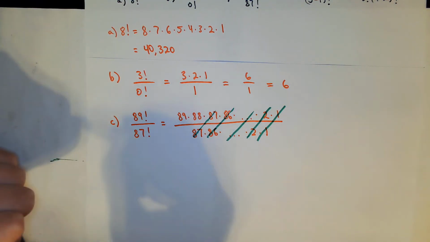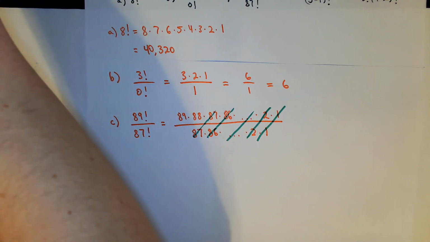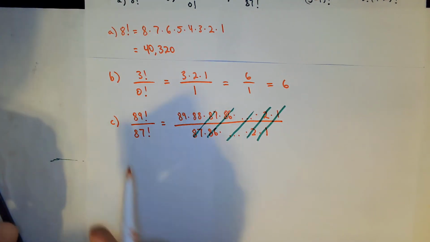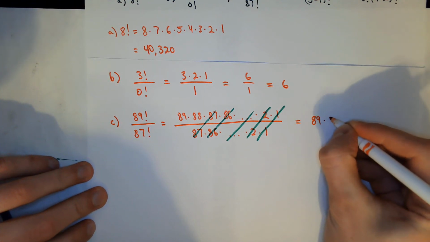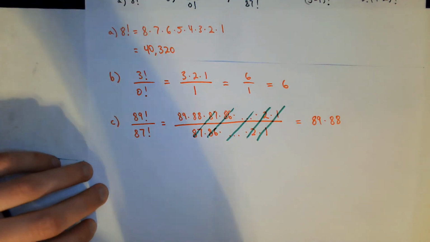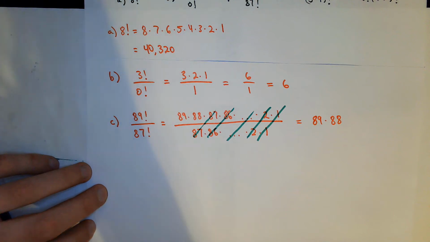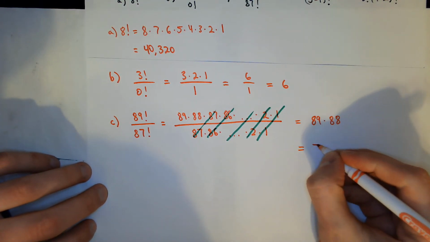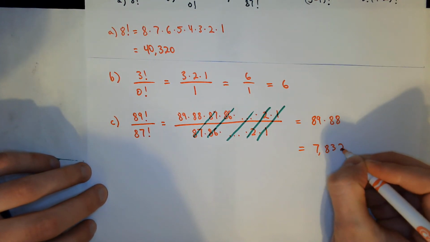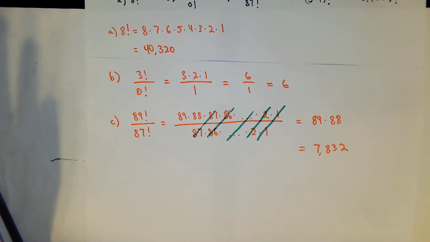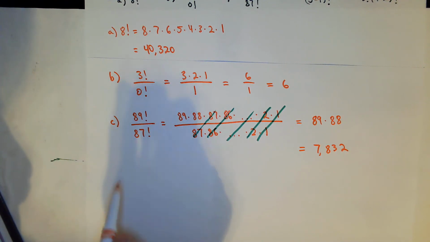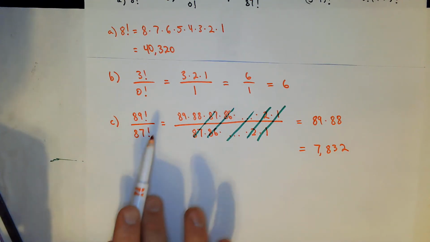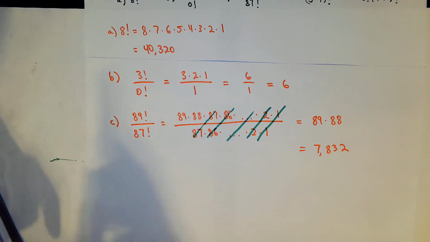Everything in between cancels. All that's going to be left is the things up top that were bigger than that 87, in particular the 89 and the 88. So that's all I need to calculate here. And I'm getting 7,832. That is going to be a recurring theme in these factorial problems: you'll have crazy numbers you don't want to calculate, but most of them cancel out and all you have to calculate is that remaining bit up in the numerator.